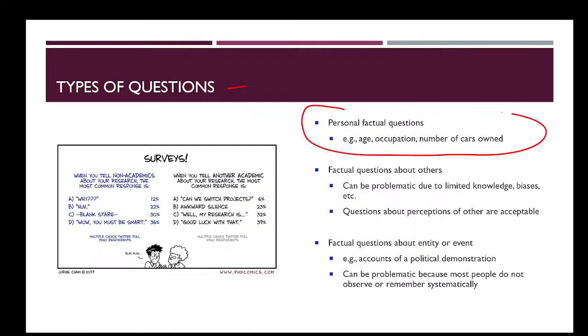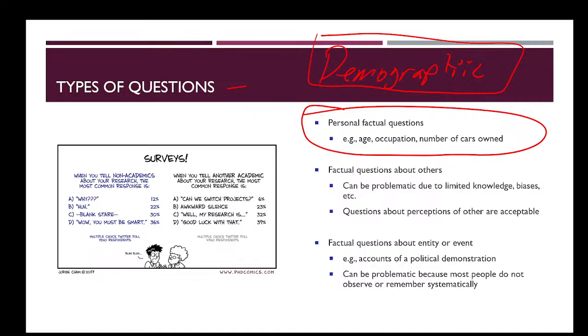So, personal factual questions. Things about the person. A lot of these are demographic questions, right? Things you just want to know about people's personal information. So occupations, number of cars owned, age, are they married or not? Income, how much money do they make? Number of children, all these sorts of things, right? These are personal factual questions.